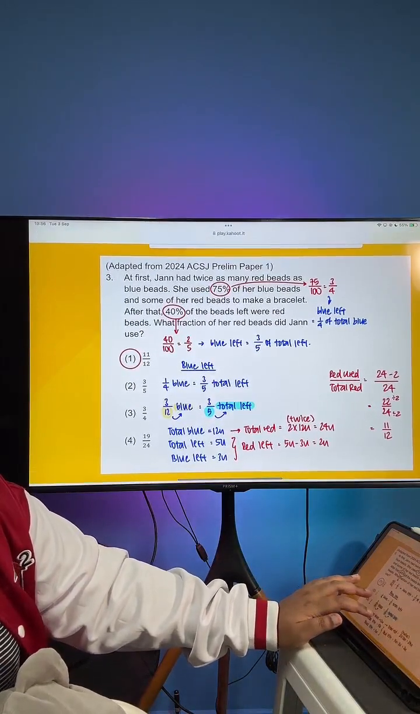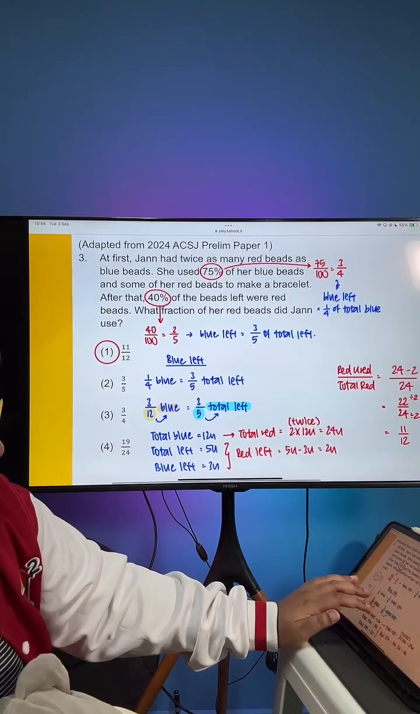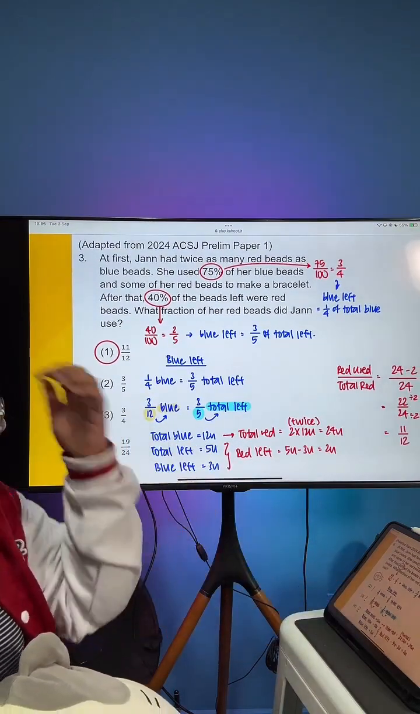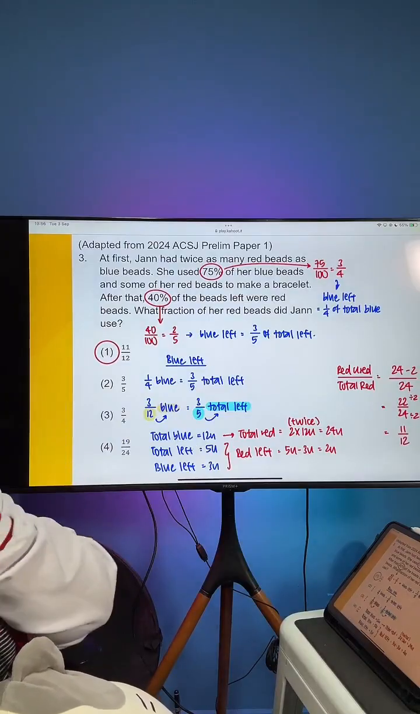So I'm going to zoom it in. This is actually a 2024 prelim paper, which is most recent, less than a month ago.